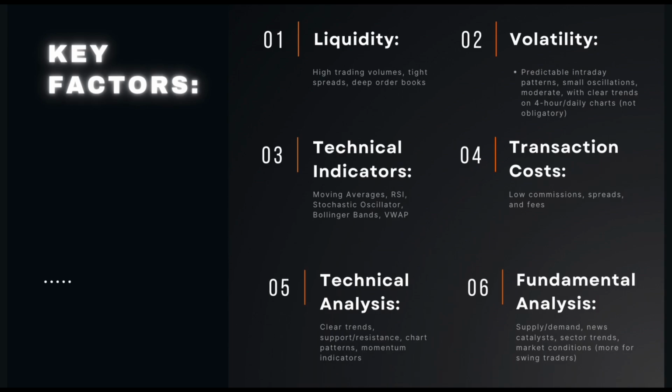And lastly, number six, fundamental analysis. So supply/demand. When I say supply/demand on the fundamental analysis, I'm saying look up the supply or demand for that specific asset. So if there's a big supply or demand for something like Tesla stock, then make sure it aligns with your technical analysis, right?